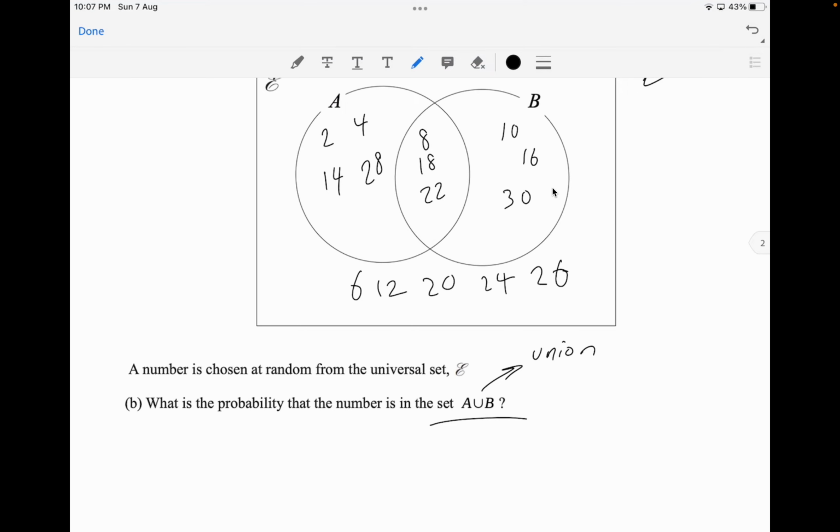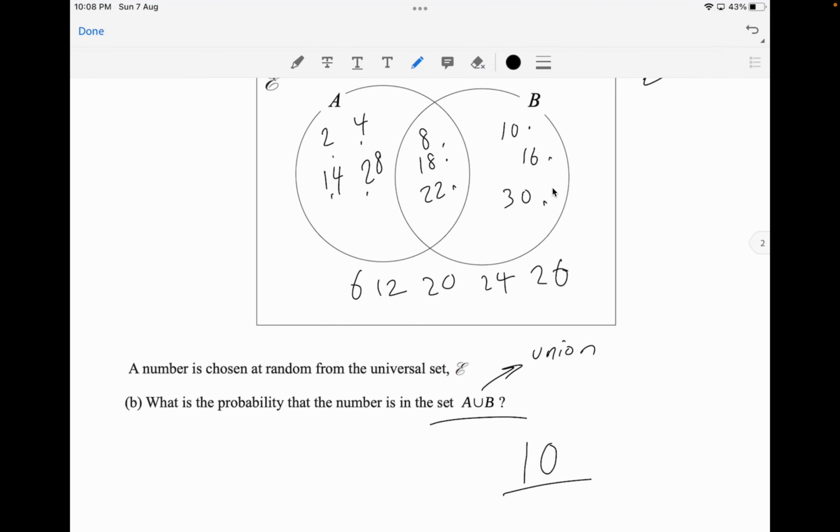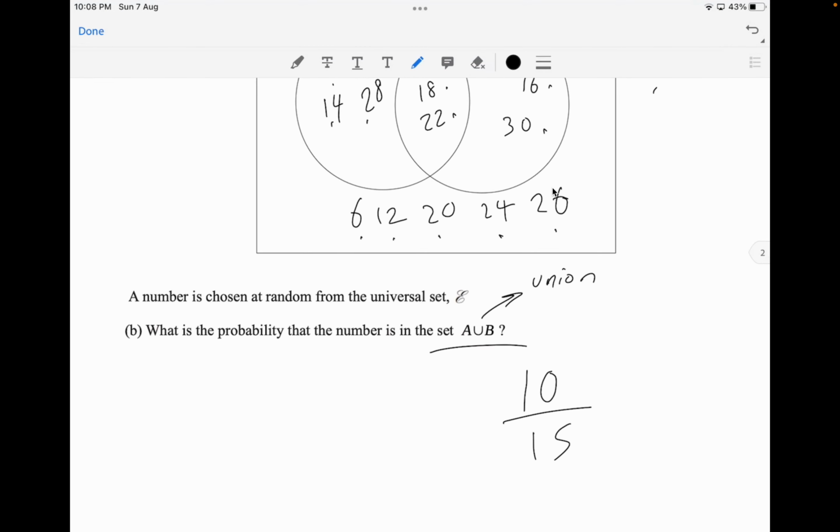Alright, let's move on to this question B. What is the probability that the number is in the set A union B? So the probability is that you have about, let's say, 1, 2, 3, 4, 5, 6, 7, 8, 9, 10. There are approximately 10 numbers. So you're going to write down 10 divided by a total of 10, 11, 12, 13, 14, 15 out of 15 numbers in this whole set. So 10 out of 15 is your probability that the number is in set A union B.